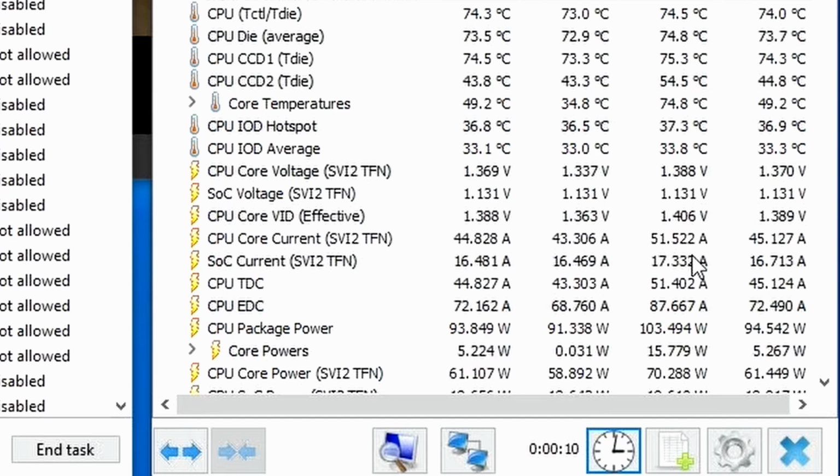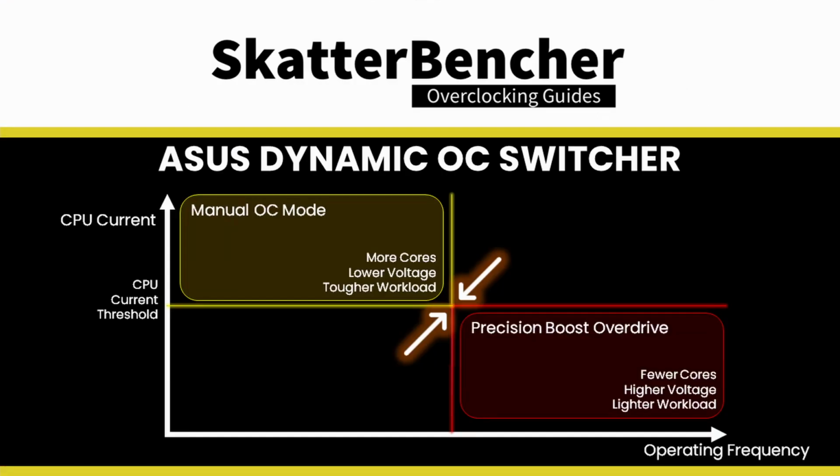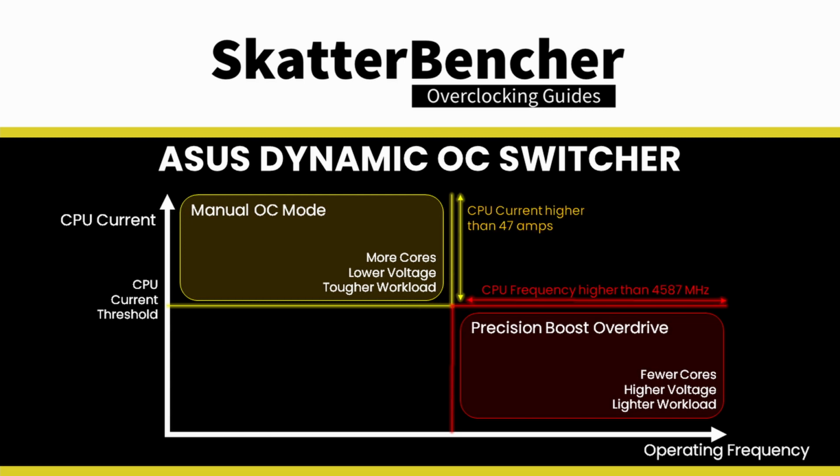the current threshold. So to reiterate what's happening, Dynamic OC Switcher will switch between OC mode and Precision Boost Overdrive when the CPU current hits 47 amps. Anything above 47 amps will engage manual OC mode. Anything below 47 amps will engage Precision Boost Overdrive. As for the Precision Boost Overdrive settings, we just copy the configuration from our previous OC strategy.